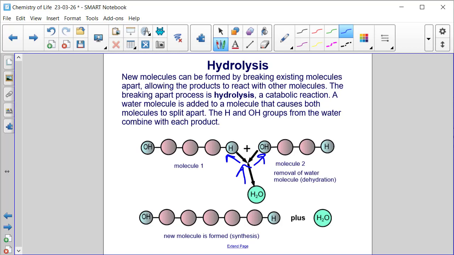A water molecule is added to a molecule, so we take this water and we add it to this molecule here to break this bond. And it causes the split here to form the two new molecules. The H and the OH groups from the water are now a part of each molecule in the product.